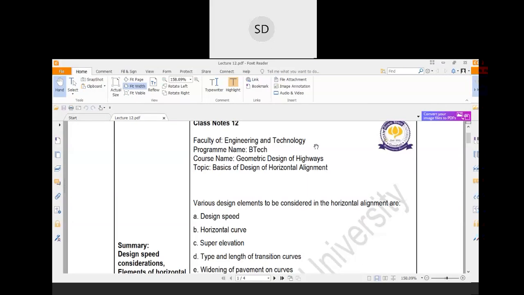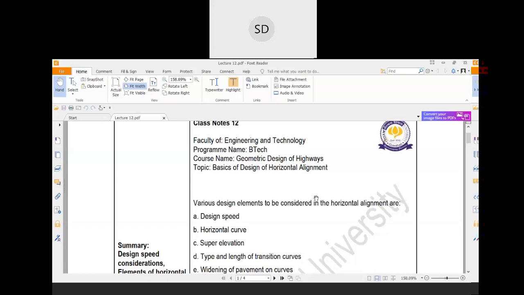So in our previous class, we completed the overtaking sight distance, and we solved some numericals on overtaking sight distance. In this class, we have started a new chapter, that is basics of design of horizontal alignment. In this unit, you will go through different horizontal alignment topics like super elevation, extra widening, etc.